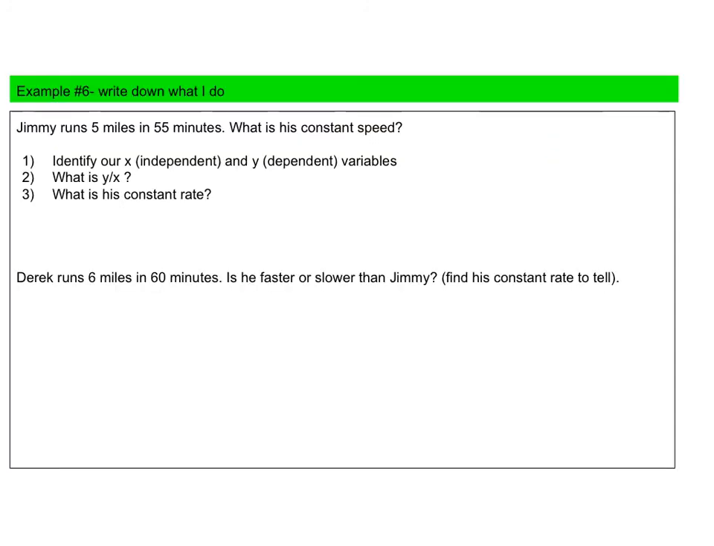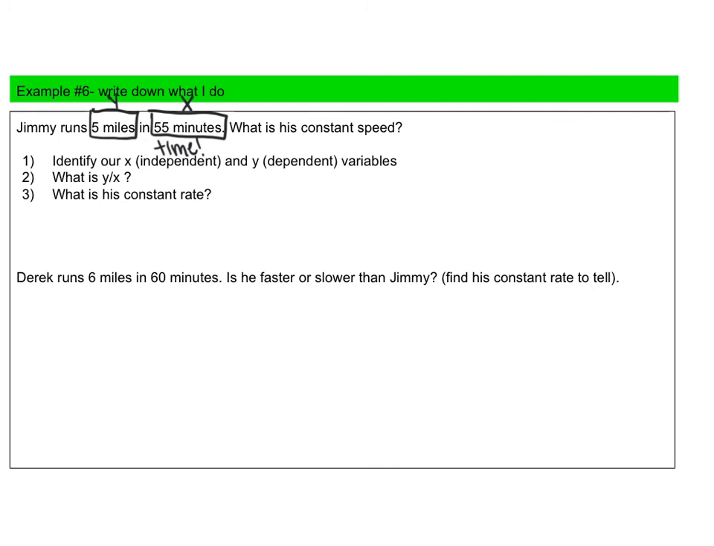All right, I believe this is our last exercise and example for today. It says Jimmy runs 5 miles in 55 minutes. What's his constant speed? Well, the first thing we need to do is identify our x and y, our independent and dependent variables. Remember, the independent variables are always time. They don't depend on anything else. So I would say my x is this because 55 minutes is time. And then my y is this distance, my miles. Okay? So I've identified x and y.